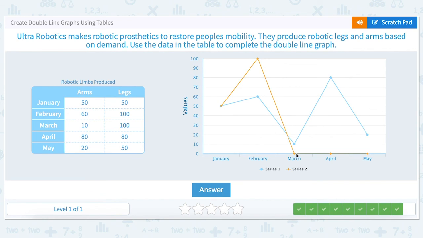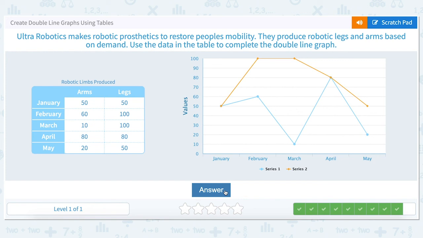Let's go to March, travel all the way up the graph, and plot another point at 100. In April, 80 prosthetic legs were produced. Go to April, we travel up the y-axis until we reach 80, and we plot a point. And lastly, in May, 50 legs were produced. We go to May, we travel up to 50, and we plot a point.